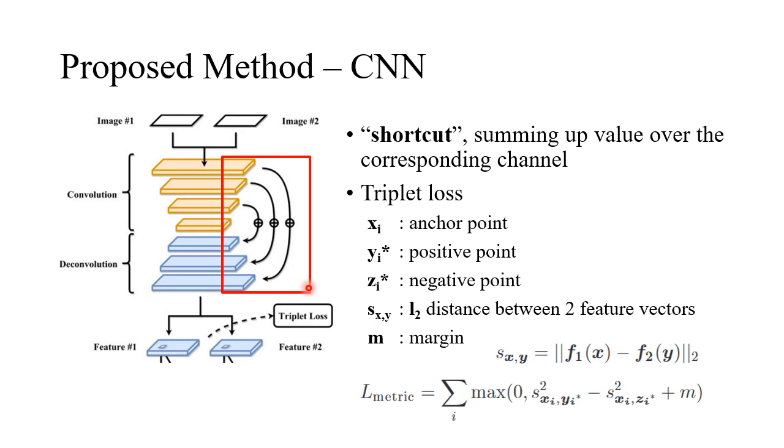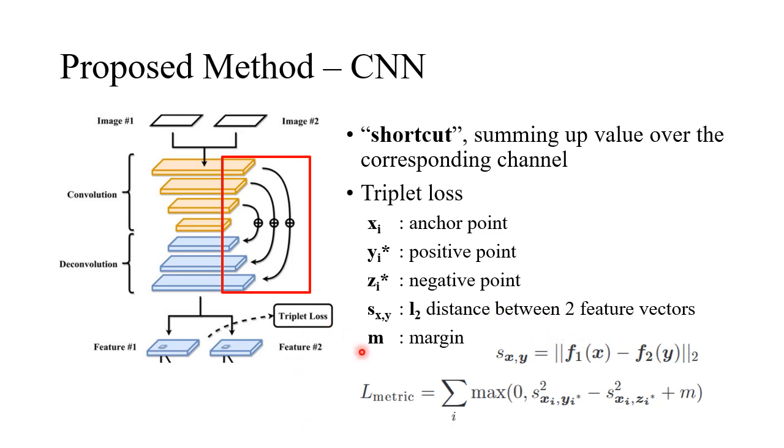For the loss function, they use the triplet loss with L2 distance, or the Euclidean distance, and this loss function is commonly used in deep metric learning tasks. For the notations, here we have xi, which is the anchor point, yi star the positive point, zi star the negative point, and the L2 distance between two vectors at location x, y, and m is the margin, which determines how far the different samples should be pushed away in the feature space.